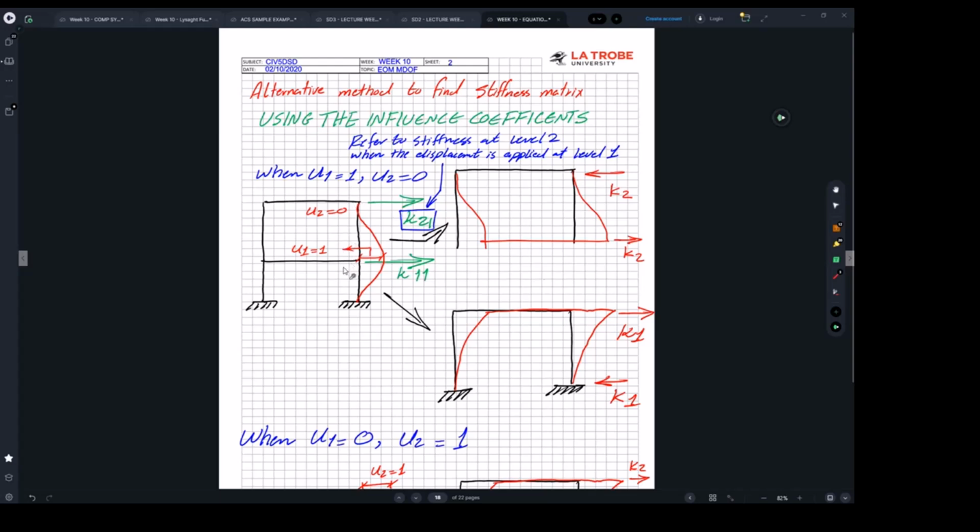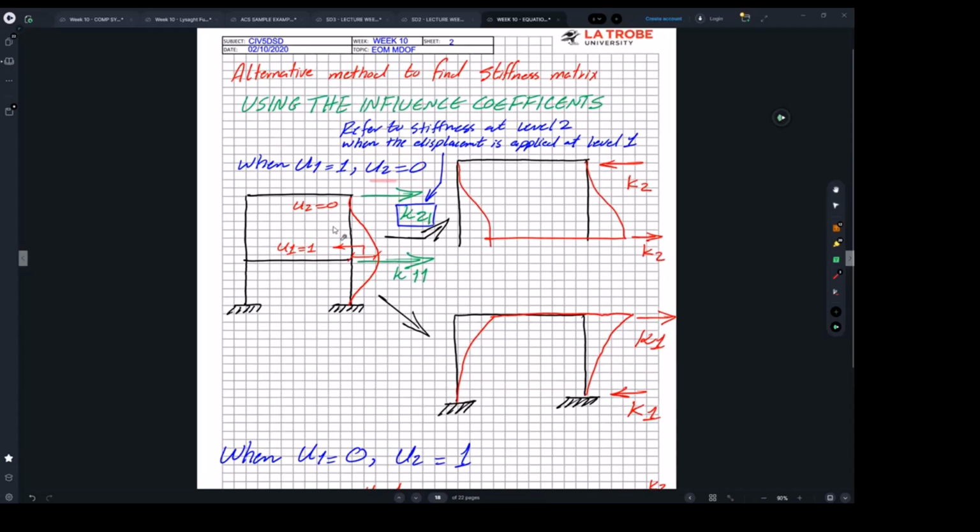So what I mean by assumed is we're going to look at the floor. We're starting here with the first floor, right? So the first step is we're going to look at the first floor, and we will assume there is 1 unit of displacement applied at the first floor, where the other floors have no displacements, 0. So in this case, we have 1 unit displacement at the first floor and 0 displacement at the second floor. That's what we're doing first.